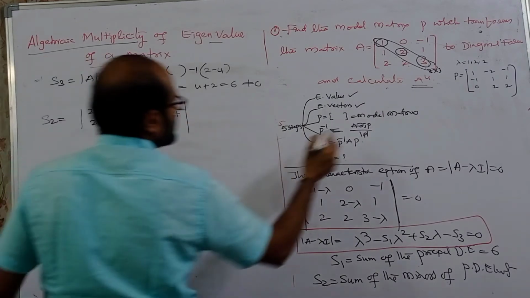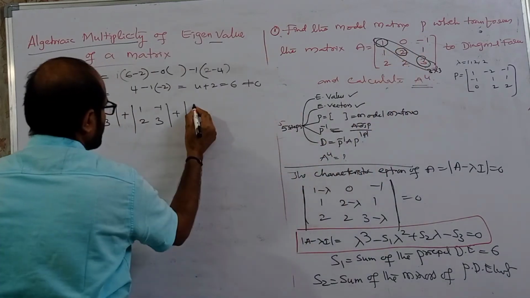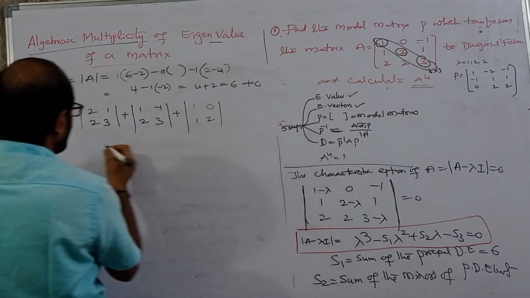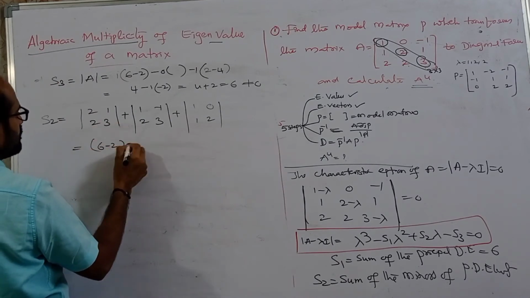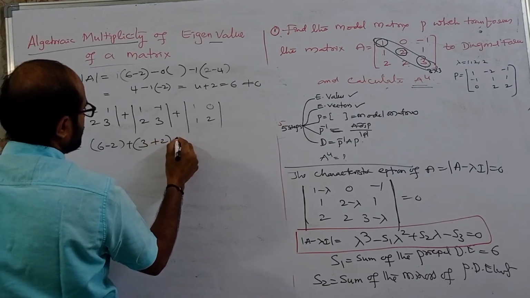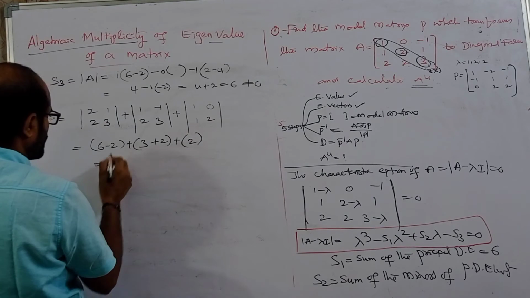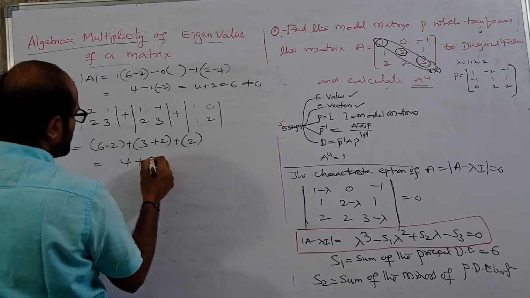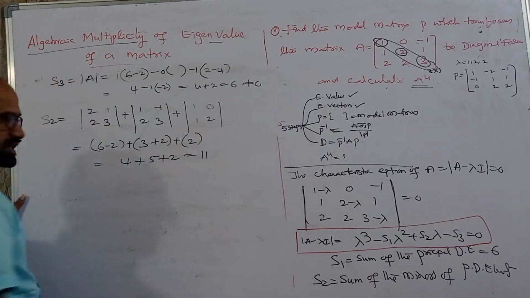Please concentrate. Next, 3 minor, this is 1, 0, 1, 2. Now what is this? 6 minus 2 plus 3 plus 2 plus 2, 0. This is equal to 4 plus 5 plus 2, which is equal to 9 plus 2, 11. This is S2.